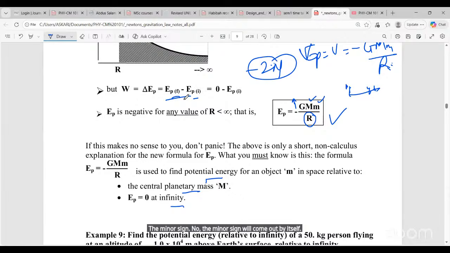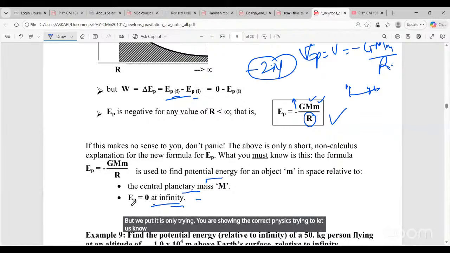Because you are moving an object from infinity to a specific point. So, sir, we'll not need to multiply the minus by the answer we get after calculating? Whatever answer you have, you can put the minus, or you might not put the minus. But if you put it, you are showing the correct physics, letting us know that the movement is against gravity.